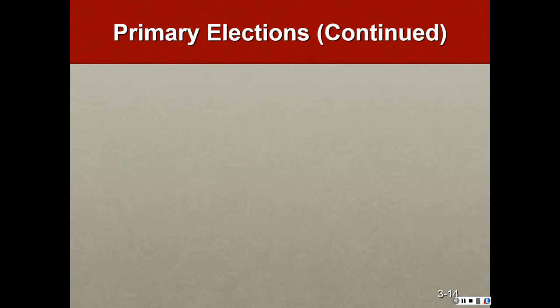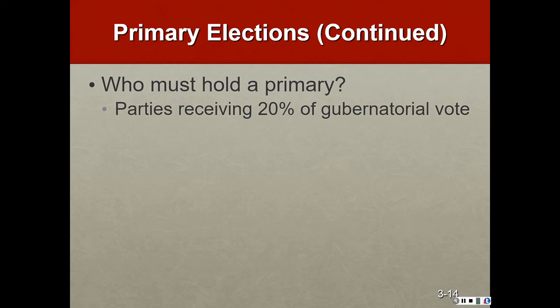Primary elections continued. Who must hold a primary? This is simple. If your party received 20% of the gubernatorial vote, of the governor's vote in the last governor's election, your party must hold a primary. Easy to go.